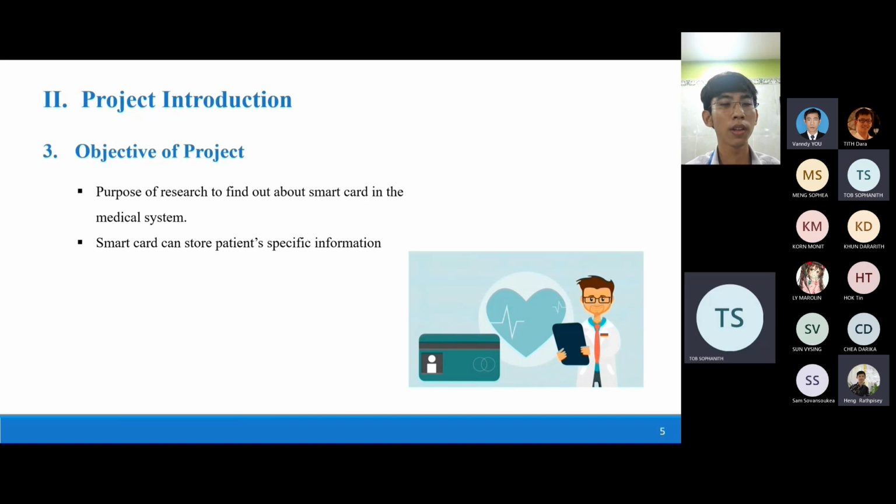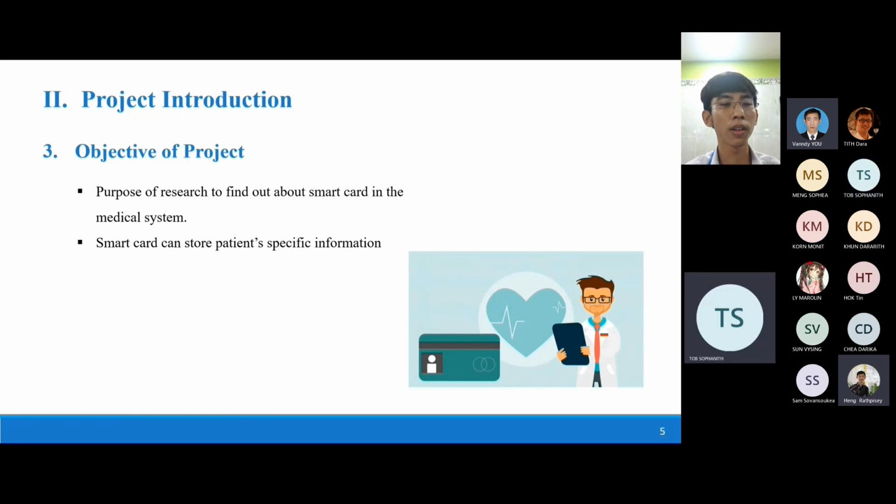Okay, good. Let's just one simple question. What if the patient lost their smart card? What he or she gonna do? When she or he lost the smart card, she or he can contact the hospital to create a new one for them.